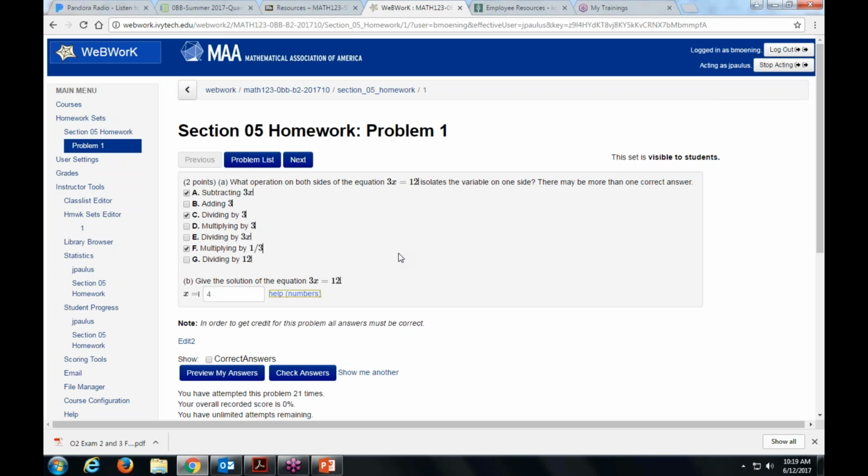Okay, so section 5, number 1. Okay. All right, so basically, you got the right answer, right? The answer is x equals 4. So when you're thinking about this, to isolate the variable, to get x by itself, you want to undo whatever mathematical operation is there. So right now, if you have 3 touching the x, what does that represent? Multiply. It represents multiplication by 3. All right, what is the opposite of multiplying? Dividing. Okay, so the opposite of multiplying by 3 is dividing by 3, so letter C is the correct answer.